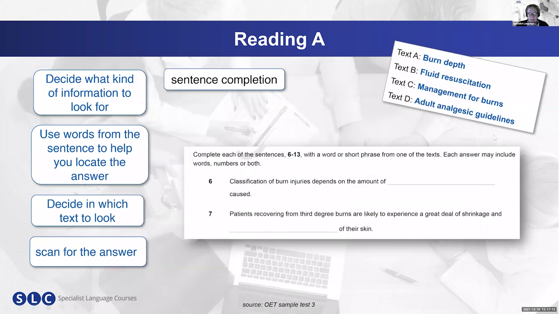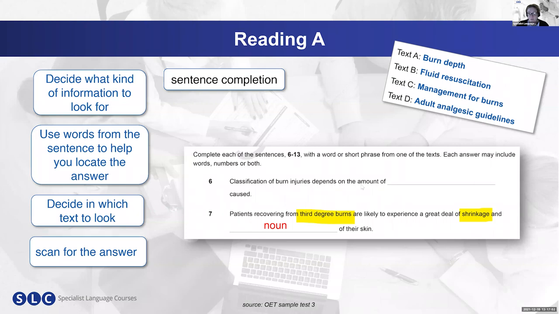Okay, let's look at the next one. So the same thing. What information are we looking for? Patients recovering from third degree burns are likely to experience a great deal of shrinkage and something of their skin. So again, it's going to be another noun. Yes. So shrinkage and something else of the skin. What are the key words? Well, it's going to be third degree burns, and we're going to look for a synonym of shrinkage. So getting smaller or decreasing or something like that.